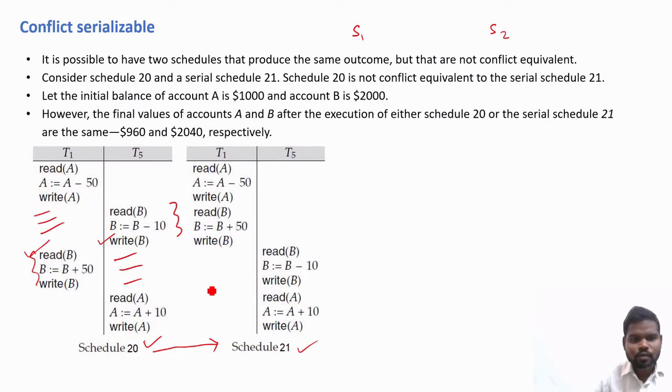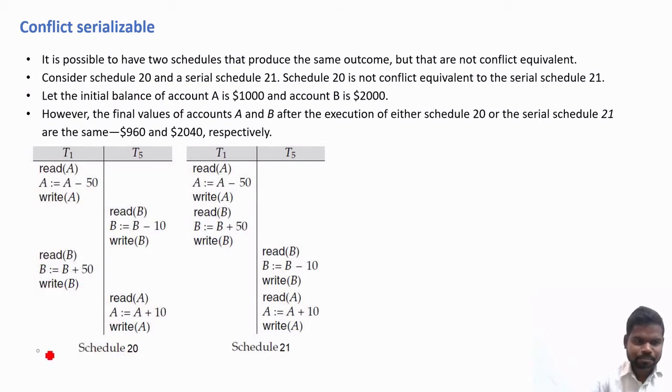Though they are not conflict equivalent, if you execute schedule 20, we will get the account balances of A and B as $960 and $2040 respectively. And if you execute schedule 21, then also we'll get the account balances of A and B as $960 and $2040 respectively. So let us execute it one by one. Here the initial balance of A is 1000 and the initial balance of B is 2000.